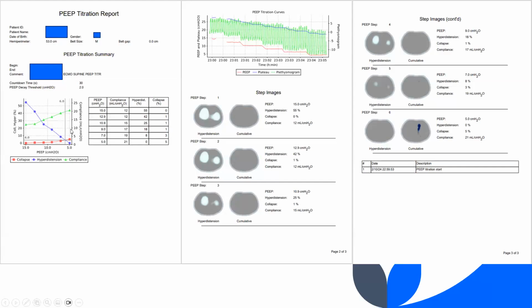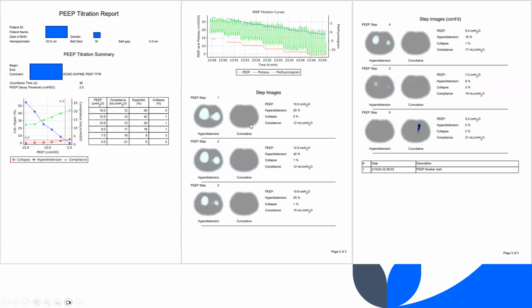Okay, you're going to get this graph over here where you've got your collapse in red, your hyperdistension in blue, and your compliance in green. And you can see here on your horizontal axis, this is reading your PEEP. Then your y-axis on the left, you've got collapse and hyperdistension, and then on your right, you've got compliance.